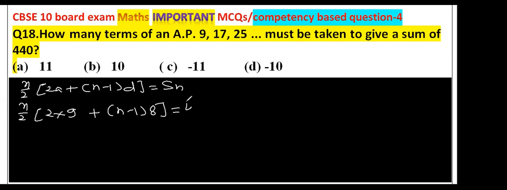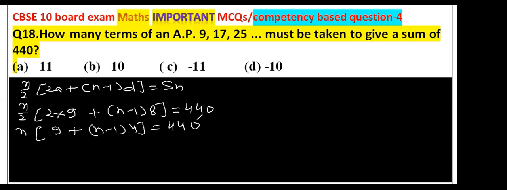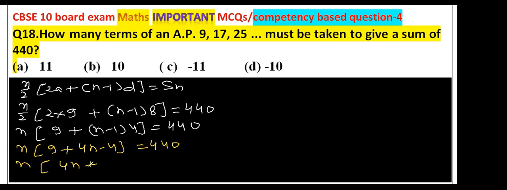And sum is given 440. So this n by 2 can be written as 2 into 9 plus n minus 1 into 8, that is 440. यहाँ देखिए इसको 2 और ये 2 कैंसिल, इसमें 8 को 2 से डिवाइड करेंगे तो 4 कैंसिल, so that will be this, and n as it is 9 plus 4n minus 4, that is 440. And 4n plus 5, that is 440.